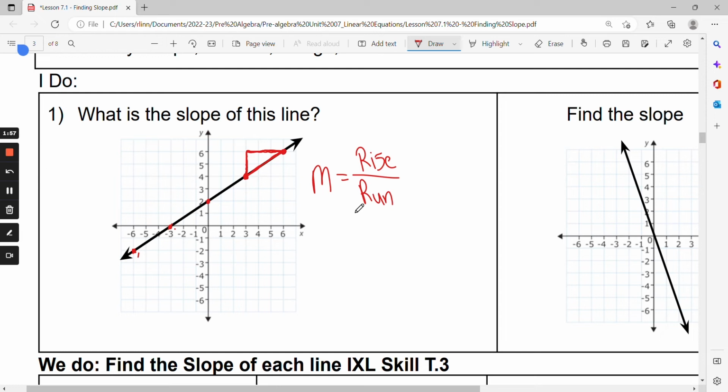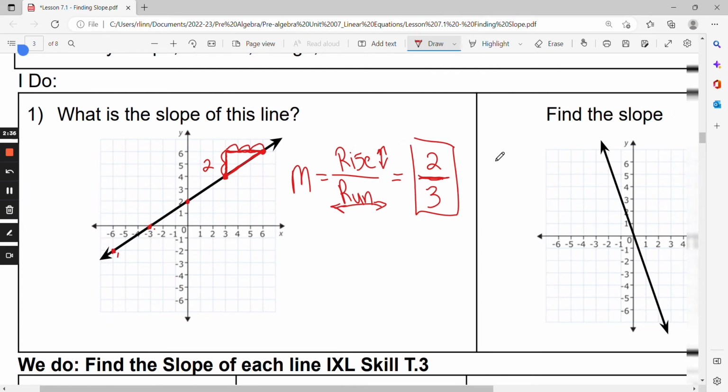Now, the rise is the amount that's going up and down, and then the run is side to side. So now I just need to figure out on this triangle, how much did I go up and down, and how much did I go side to side. So I'm going to go ahead and count. I'm going to start with my first point, and I can see that I went up 2 units, so my rise was 2. So then on the top of my fraction, I can go ahead and just write 2. And then my run, the side to side movement, I've got 1, 2, 3. So I can put 3 in place of my run. So the slope of this line is 2/3.